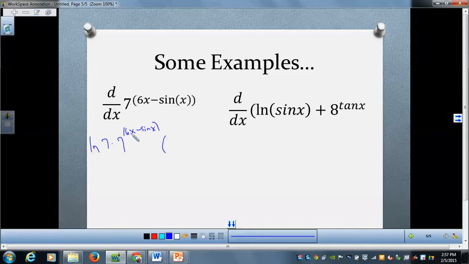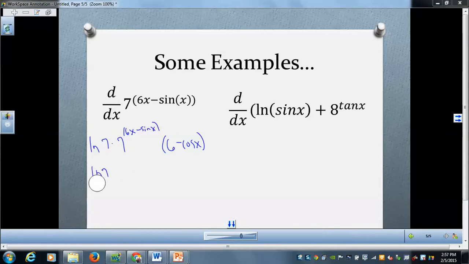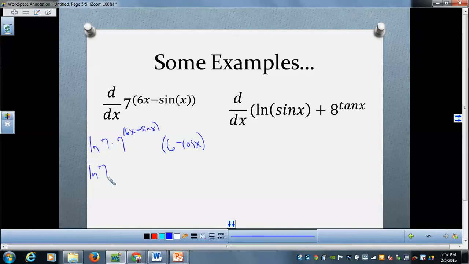So then the derivative of 6x is 6. The derivative of negative sine x is going to be negative cosine x. So you can leave it like this. You can move it around however you like. So natural log of 7, that doesn't look really good. Let's do this again. Natural log, there we go, that's a little bit better. 7 times 6 minus cosine x times 7 to the 6x minus sine x, all of that up there. So you can rewrite it if you want.